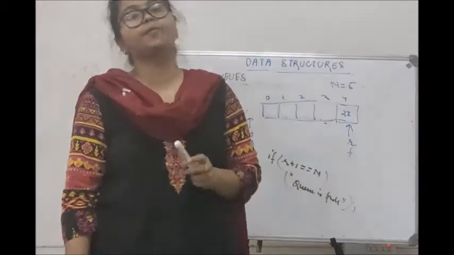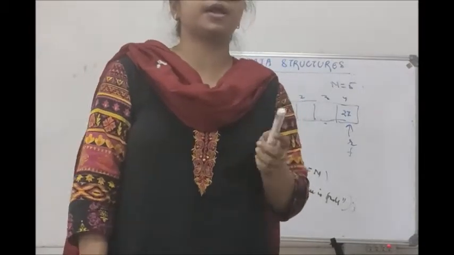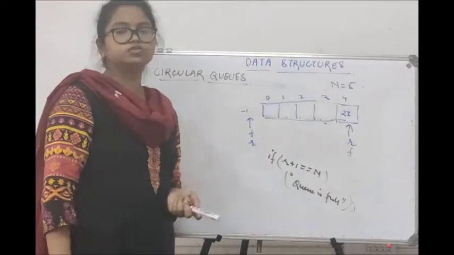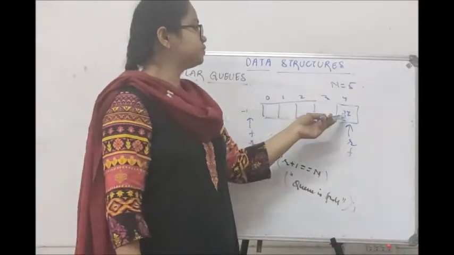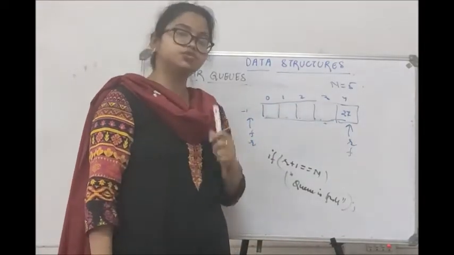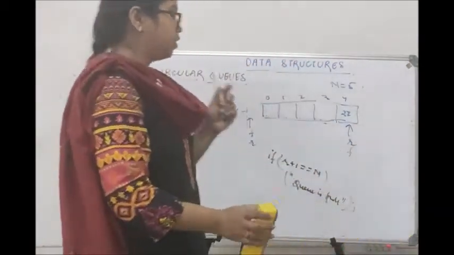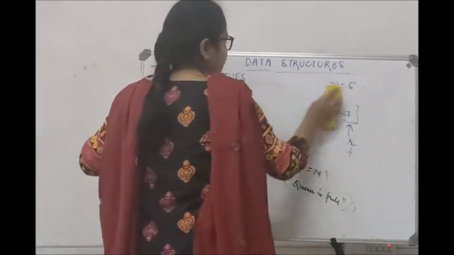Now that is the drawback of normal queue. That's why we move towards circular queue, because we want to efficiently use the space, isn't it? There is space, but still we cannot store anything. What's the use? So that's why we go for circular queue. Now I will make you understand what is a circular queue.